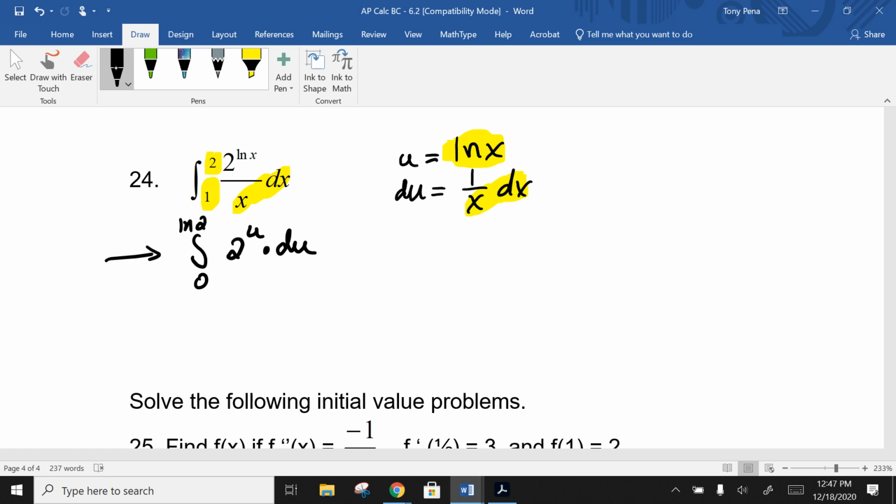If we continue though, now we need to remember this antiderivative. So this is our exponential function. It's going to repeat itself. So you're going to get that 2 to the u again.